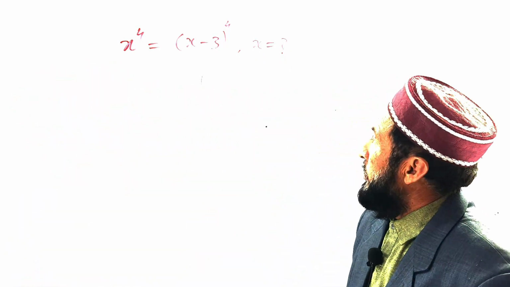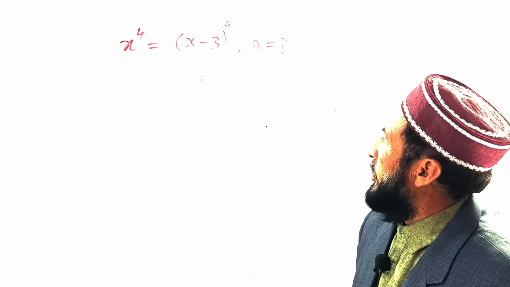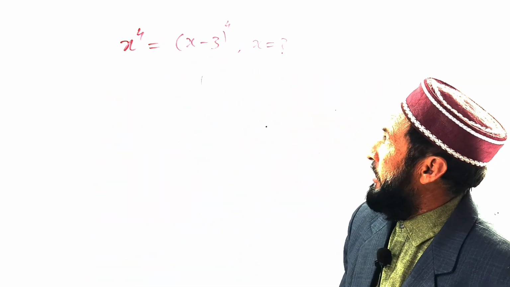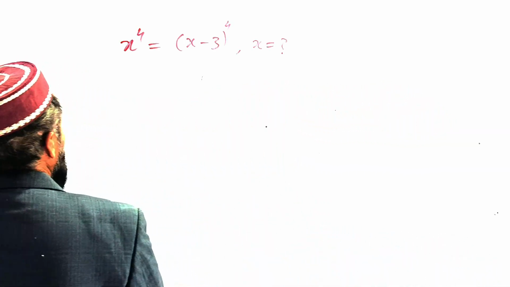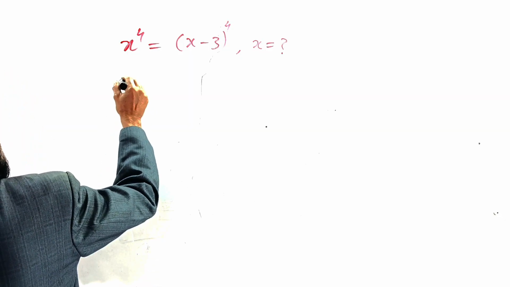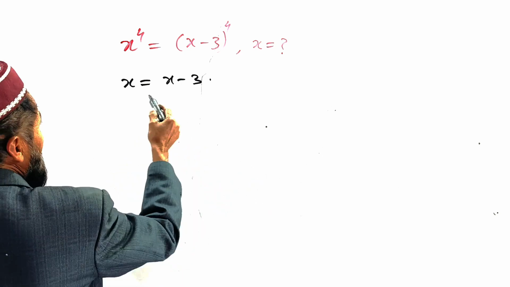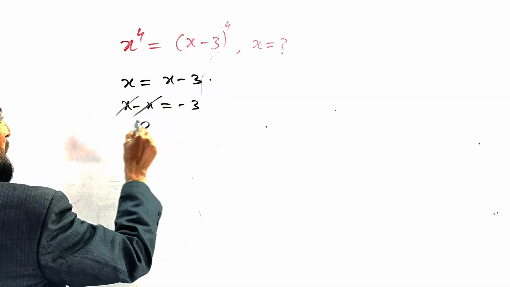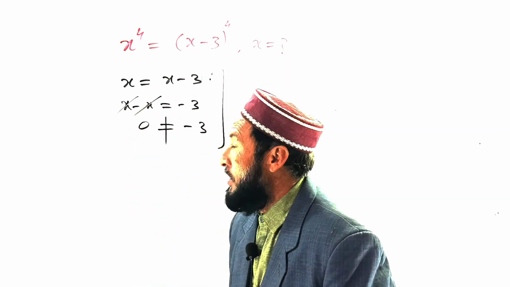So look here, there are many different methods we can apply. One simple method to find the value of x: when the powers are the same, one method is to compare their bases. If we compare their bases, we get x is equal to x minus 3. In this situation we can eliminate the variable: x minus x is equal to minus 3, so the result is 0 equals minus 3. So this does not exist in this form.